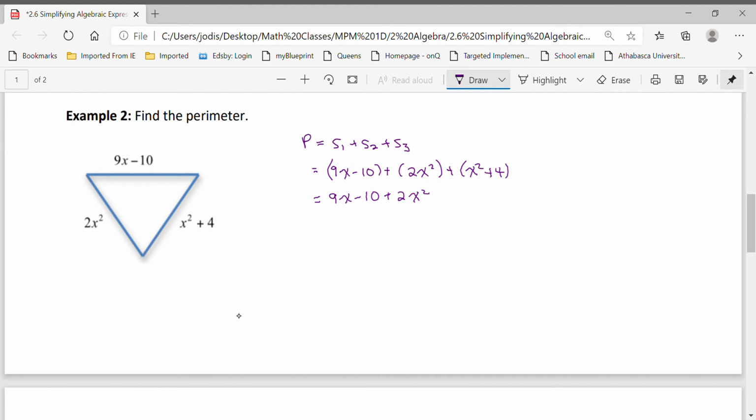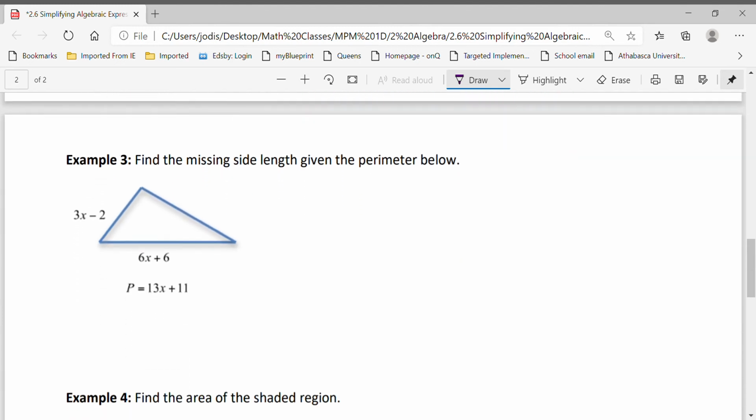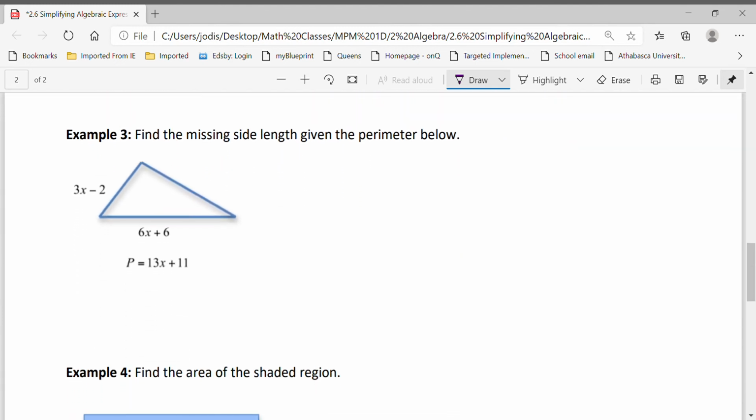So we can just get rid of our brackets, collect our like terms. So x squareds go first, x's second, and then constants last. Plus 9x and minus 6. Okay, it's a word problem, so therefore perimeter is 3x squared plus 9x minus 6. Okay, so we're just going to try a couple more of these ones.